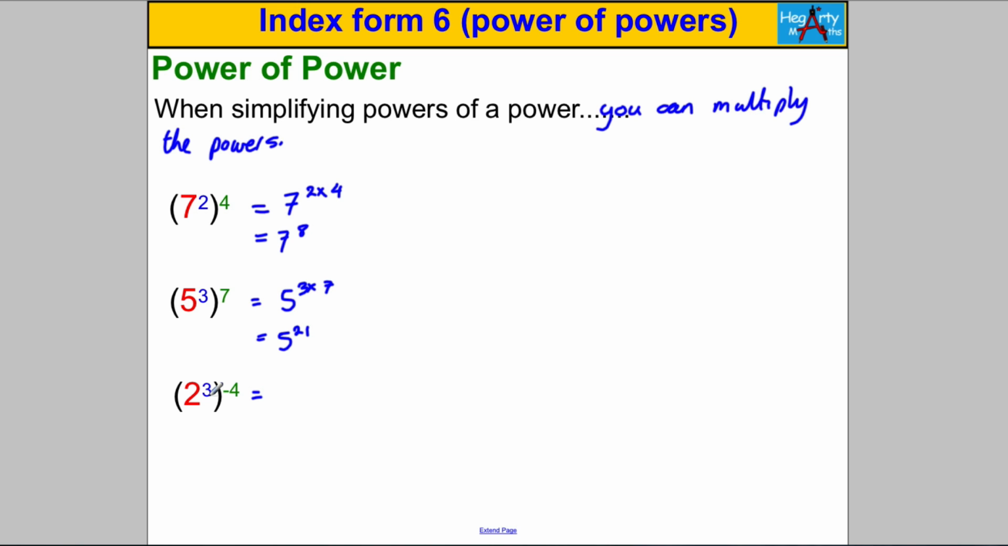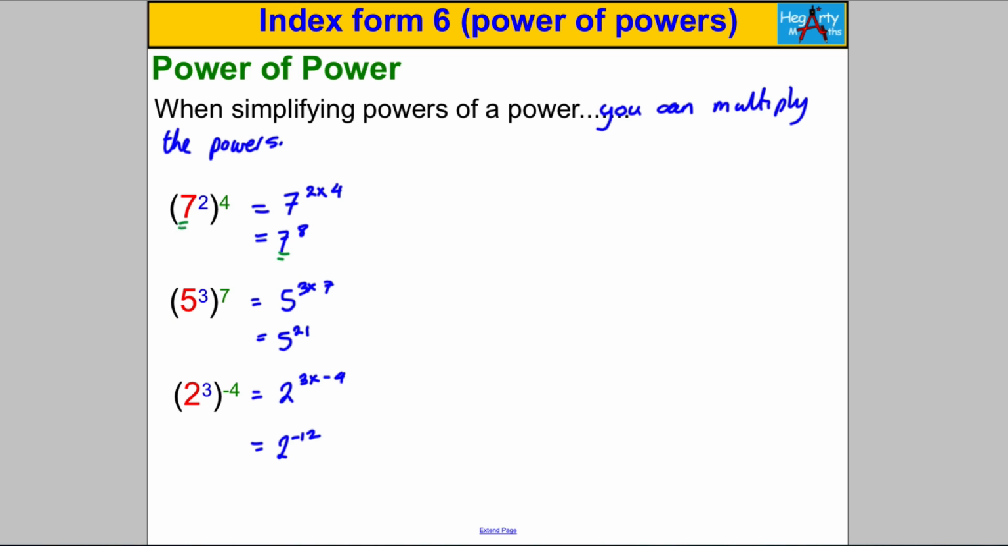And 2 cubed to the negative 4 is going to be 2 to the 3 multiplied by negative 4, which is negative 12. And that's how you would do these questions. It's as simple as that. And I just want you to notice the 7 is preserved. 7 squared to the power of 4 is 7 to the 8. We still have our base number of 7.